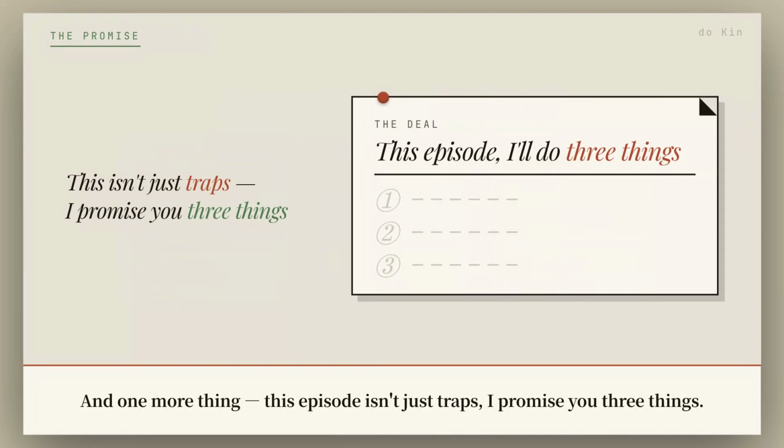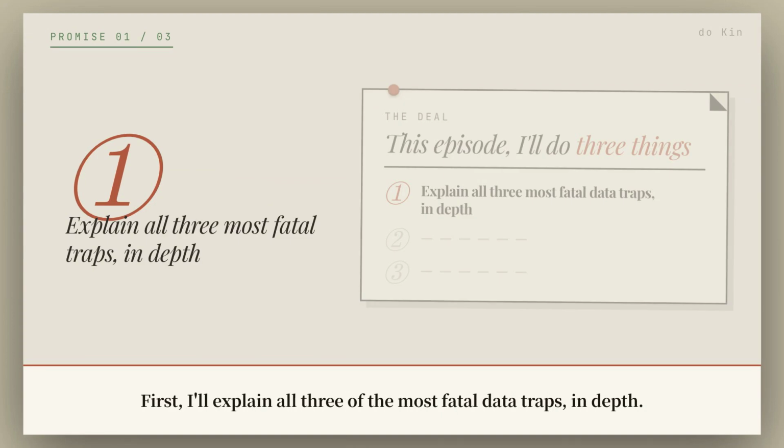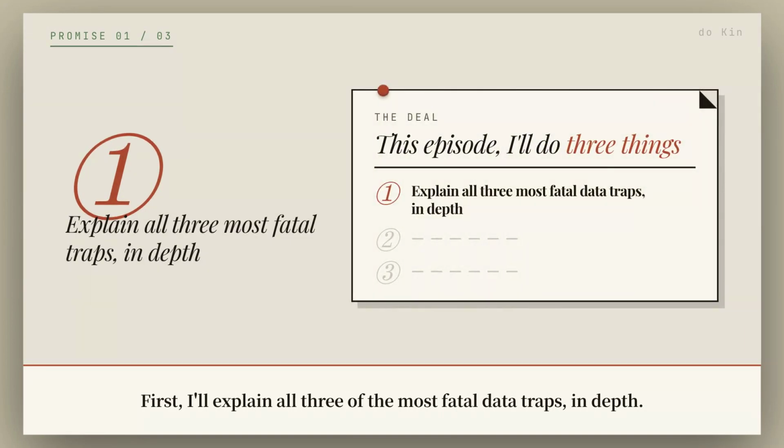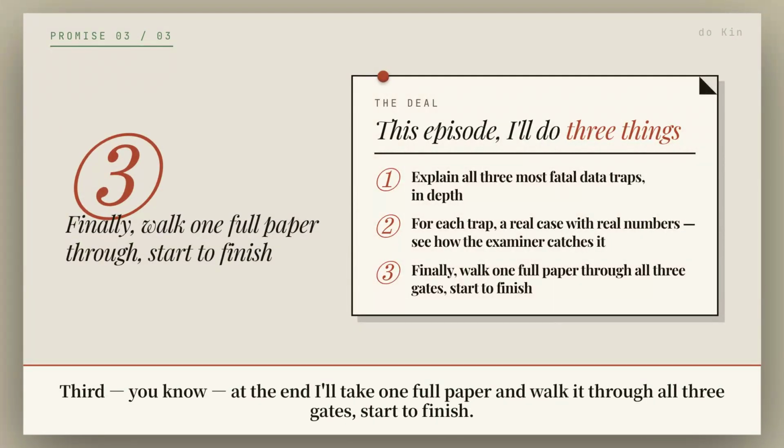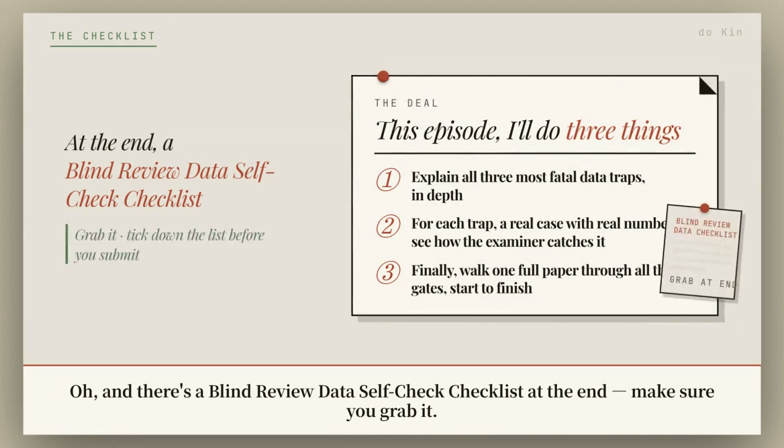And one more thing, this episode isn't just traps. I promise you 3 things. First, I'll explain all 3 of the most fatal data traps in depth. Second, for each trap, I'll give you a real case with real numbers, so you see exactly how the examiner catches it. Third, at the end, I'll take one full paper and walk you through all 3 gates, start to finish. Oh, and there's a blind review data self-check checklist at the end. Make sure you grab it.